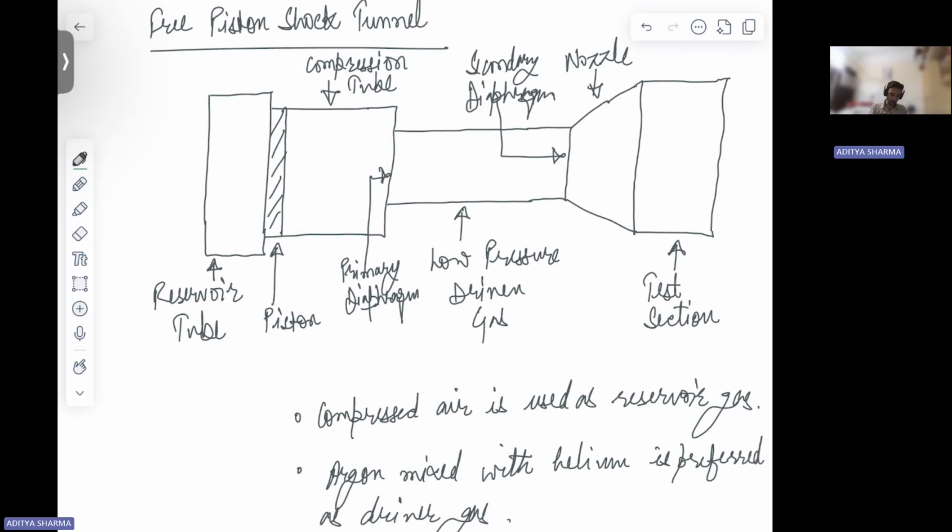So through your piston, this will be compressed. Okay. And then your primary diaphragm is going to burst. This is going to give a shock. So this shock will eventually burst the second diaphragm. And from there, the flow is going to move on to your nozzle and then reach the test section. So this is your free piston shock tunnel. Okay.